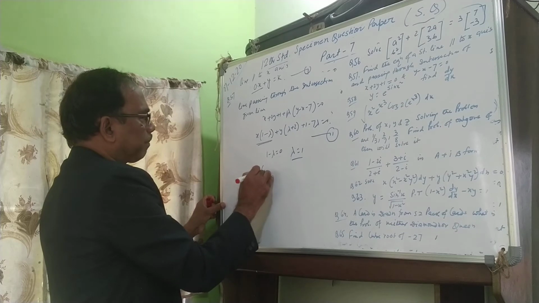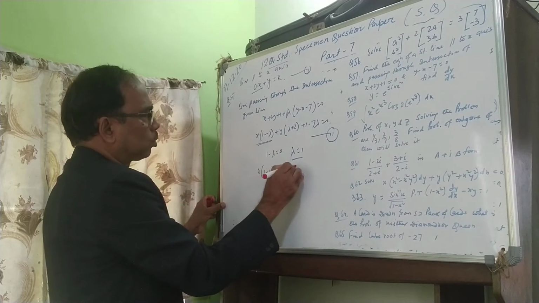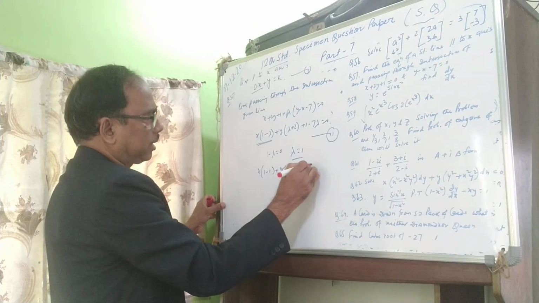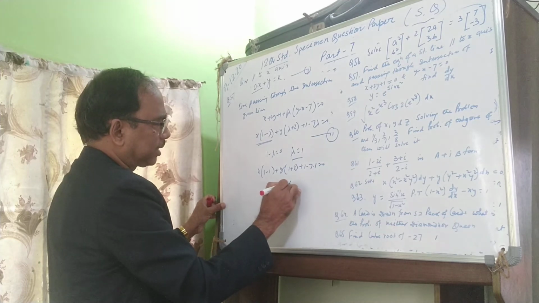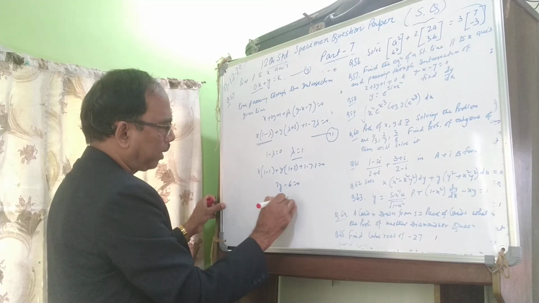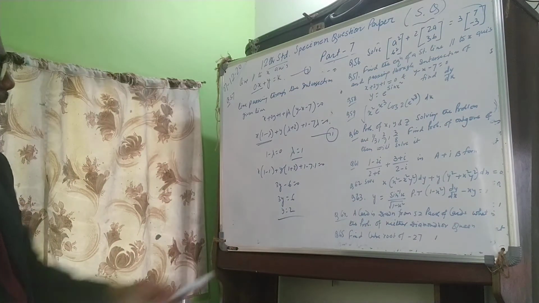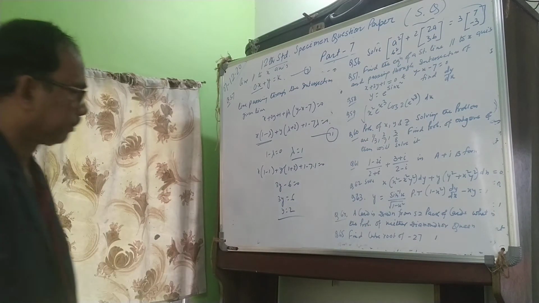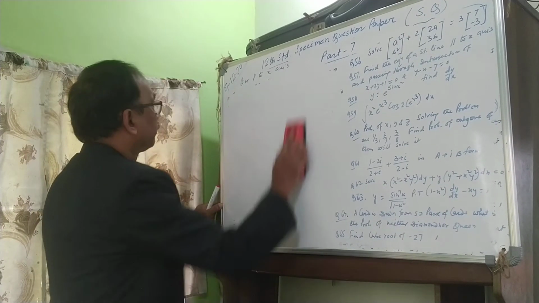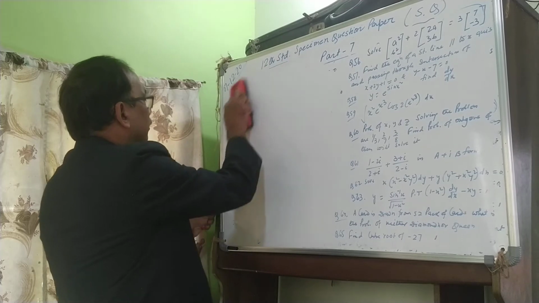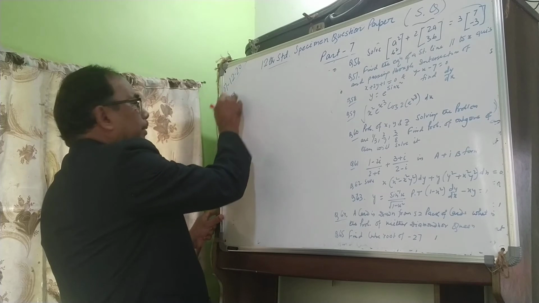That is x into 1 minus 1 plus y into 1 plus 2 plus 1 minus 7 into 1 equals 0. That is 3y minus 6 equals 0, 3y equals 6, y equals 2. That is the equation of the line which is parallel to the x-axis. Okay, next sum number 58, question number 58.